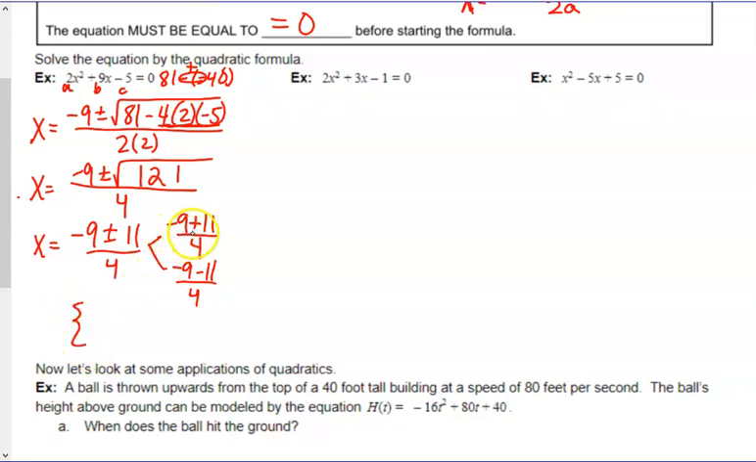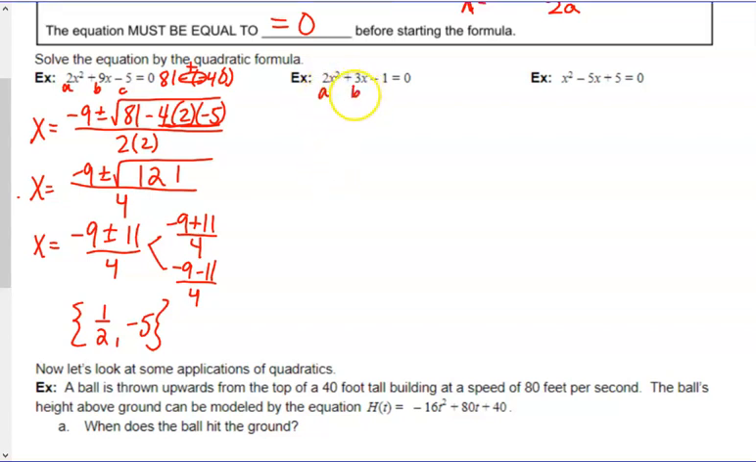So what is negative 9 plus 11? Well, that is 2. 2 over 4 is 2 fourths, which reduces to 1/2. Negative 9 minus 11 is negative 20. Divide by 4 is negative 5. Therefore, those two answers are my roots, or the x-intercepts for that polynomial. Okay, let's try another one.